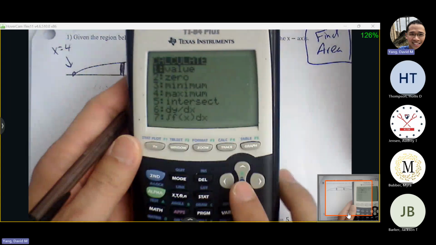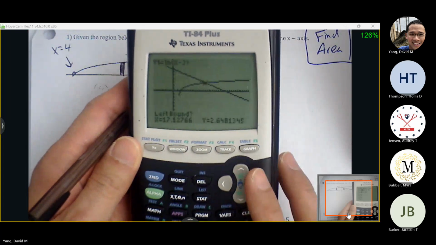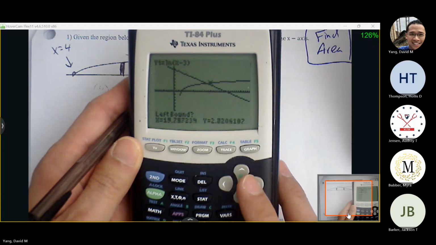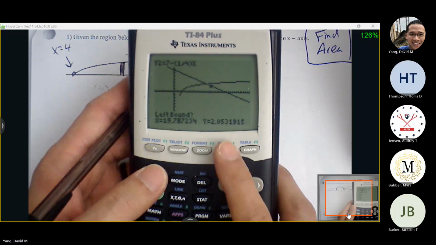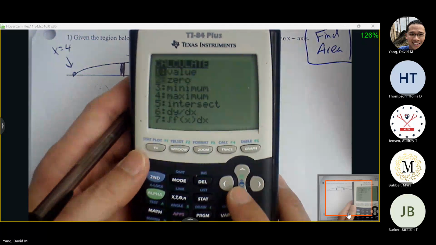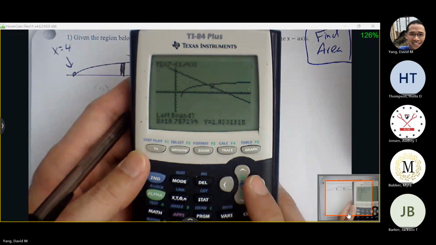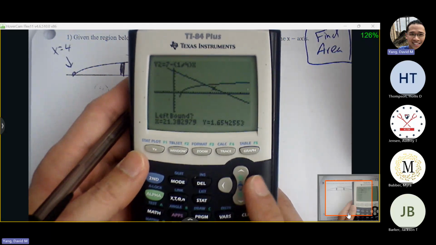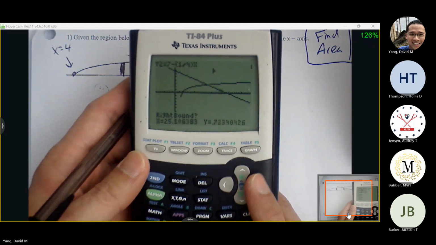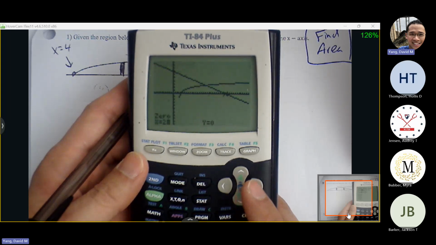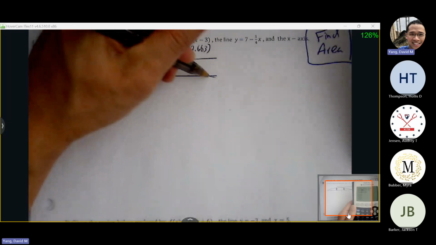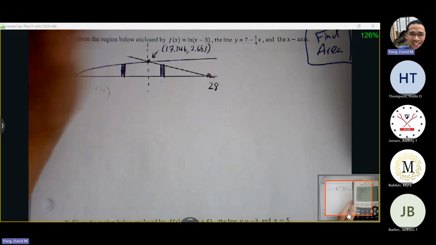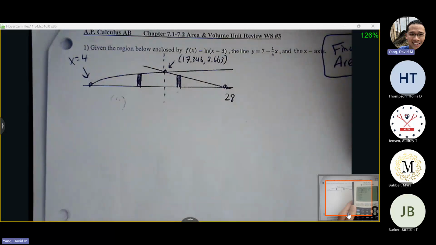And then finally, my last zero. Okay, so I pick a point to the left, and then scroll over to a point on the other side of the x-intercept, hit enter, and I get 28. So I got all the bounds that I need to do my area.